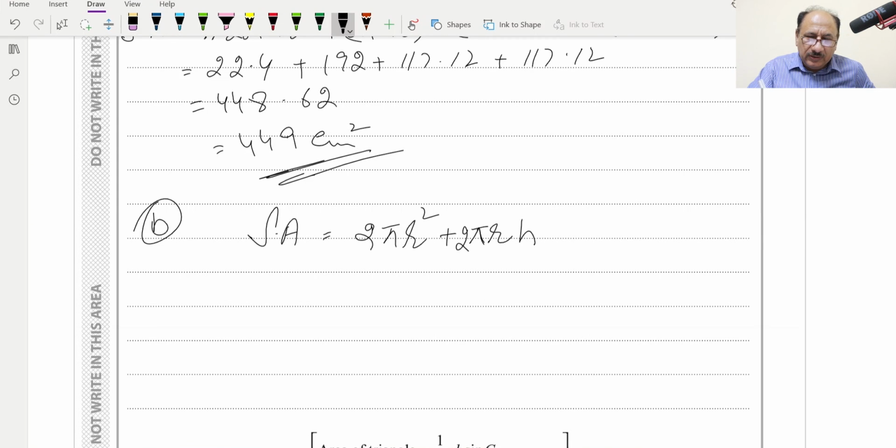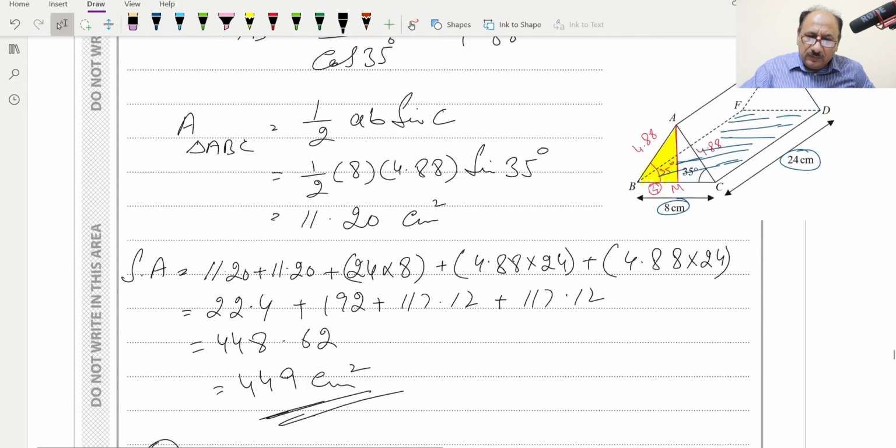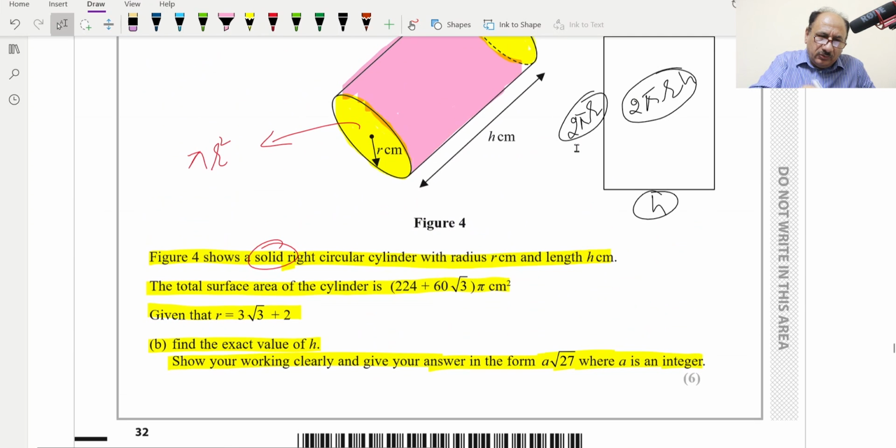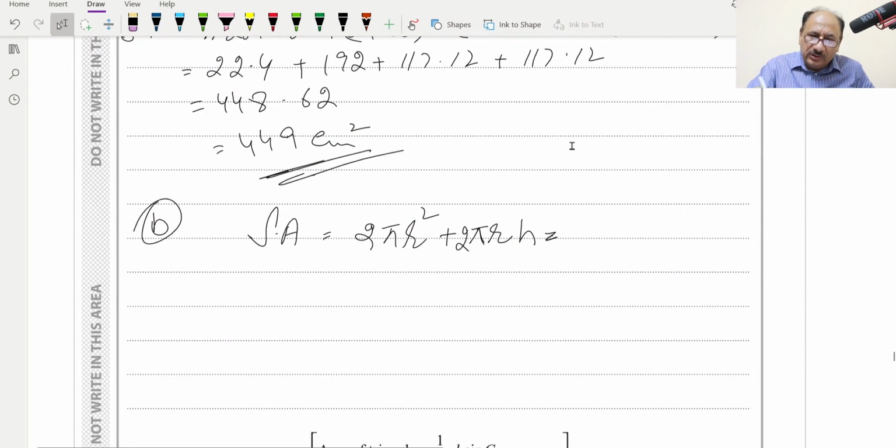So we know that this is equal to, we will be applying basically this one. We know this is equal to what? They have given the area value, and the area value is this one, 224 plus 60 under root 3 into pi. So we can write over here 224 plus 60 under root 3, and this will be pi. And from here we can cancel all pi, this pi and this pi will be cancelled.